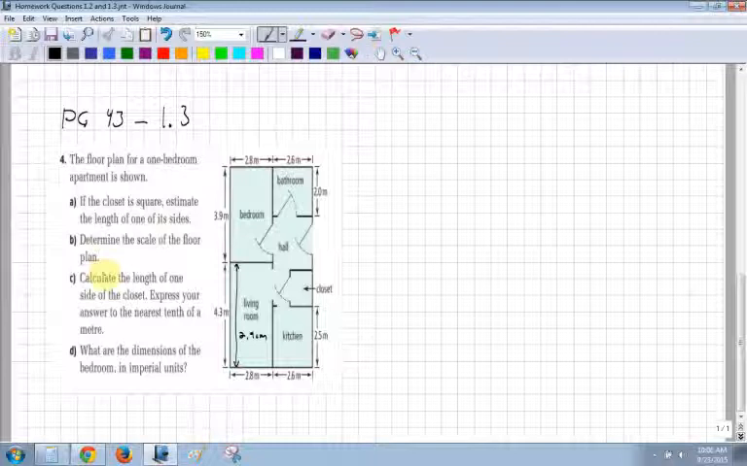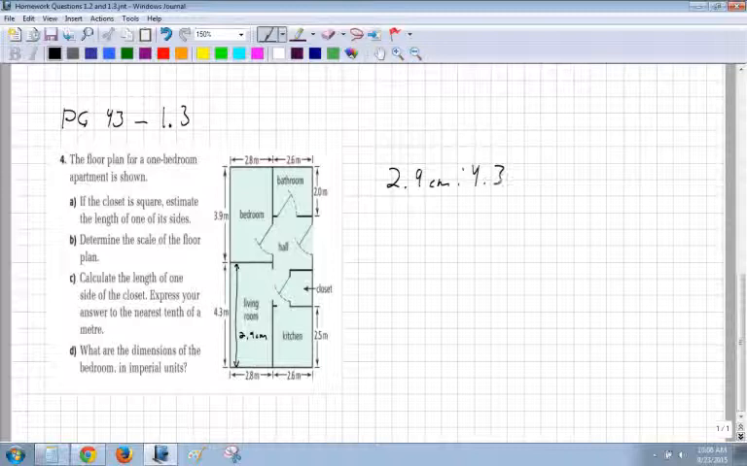Determining the scale of the floor plan, what you have to do is measure with a ruler in your textbook, and you have to measure one of the lengths of the sides. You could measure the whole length, or you could measure just a width, you could measure the width over here. I chose to measure this one here, so 4.3 meters, and I measured it to be about 2.9 centimeters. Notice this time I'm using centimeters, because the actual distance is in meters, so we keep the units easy to compare. So that's my ratio. I have 2.9 centimeters to 4.3 meters.